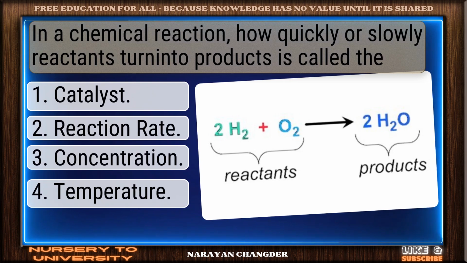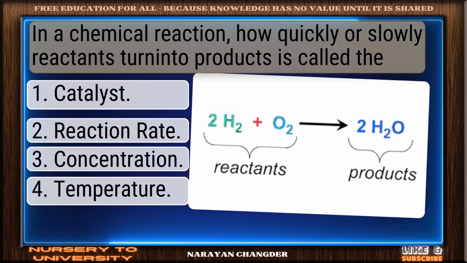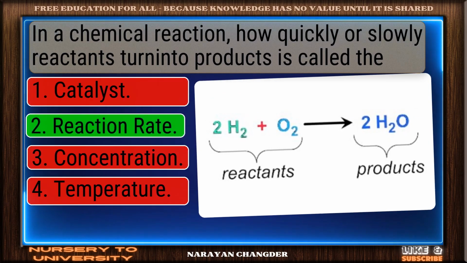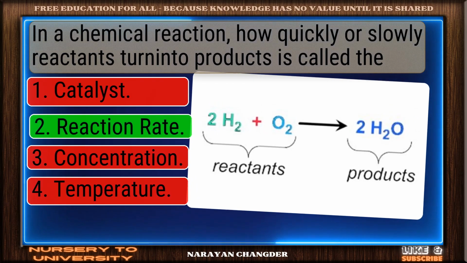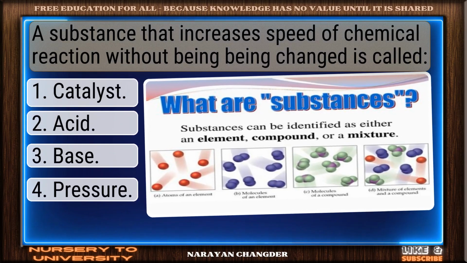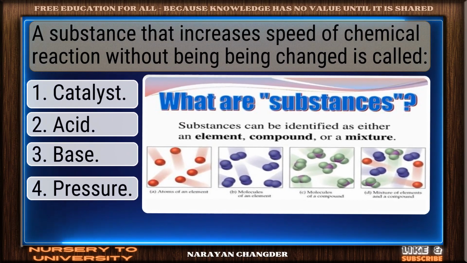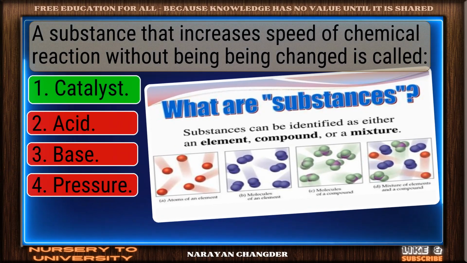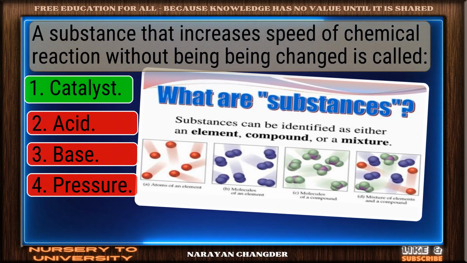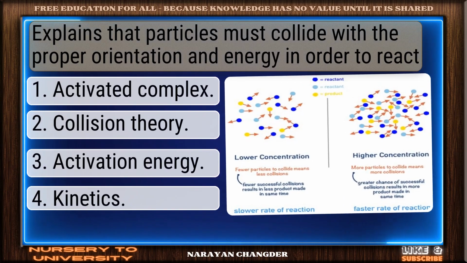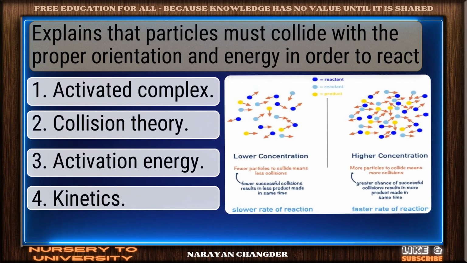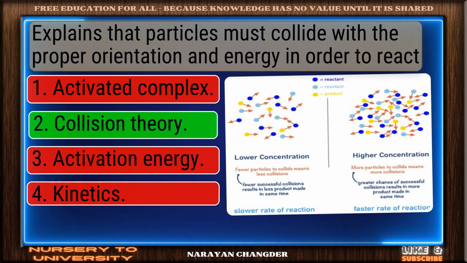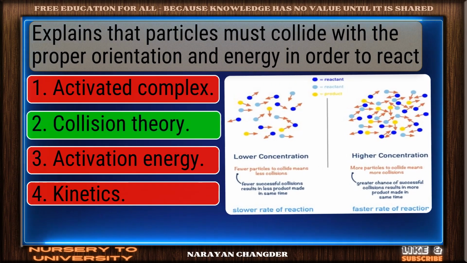In a chemical reaction, how quickly or slowly reactants turn into products is called the dash. Good thinking. Reaction rate is the right answer. A substance that increases speed of chemical reaction without being changed is called. Great thinking. Catalyst is the right choice. Explains that particles must collide with the proper orientation and energy in order to react. Correct response. Collision theory is the most accurate answer.